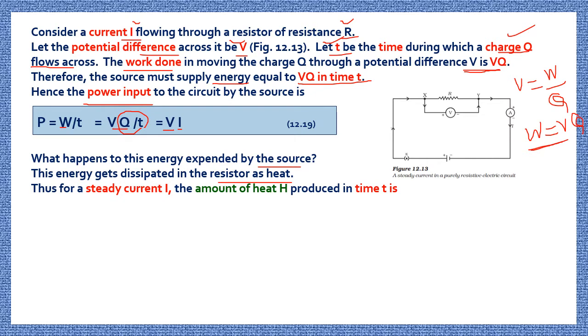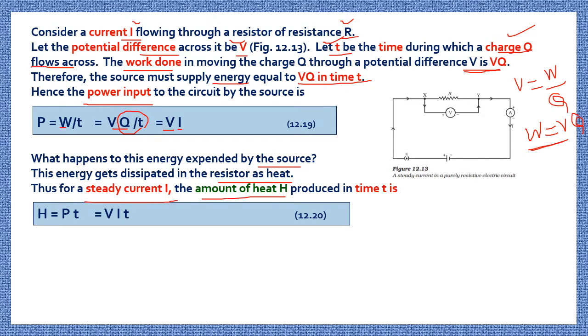जो सोर्स एनर्जी को डिसिपेट मतलब एनवायरनमेंट में एक्स्ट्रा फ्लो करने देता है वो इन द फॉर्म ऑफ हीट हमको यूज करनी पड़ती है. So for a steady current I, the amount of heat H produced in time t is H is equal to Pt. Power input and up to which time it is dissipated. Now substitute the value of P, VI into t. So H is equal to VIt.